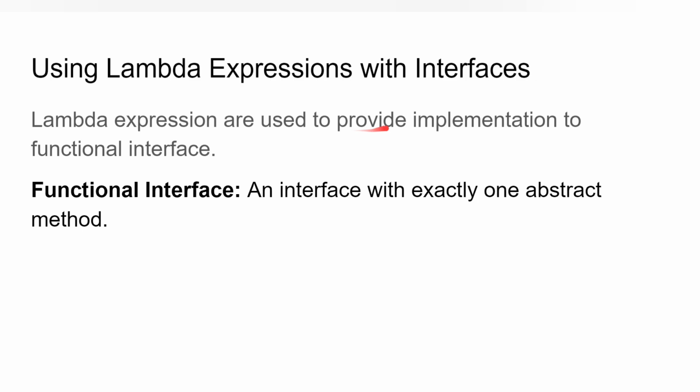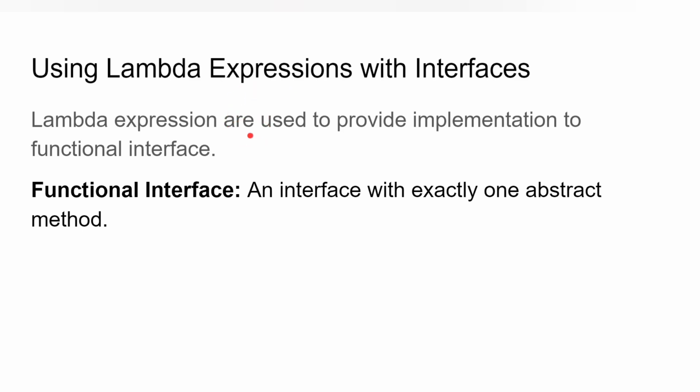So why are lambda expressions used in Java 8? Lambda expressions are used to provide implementation to a functional interface. And what is a functional interface? An interface with exactly one abstract method. And we already know an abstract method does not have any implementation. So to provide the implementation to functional interfaces, we make use of lambda expressions.